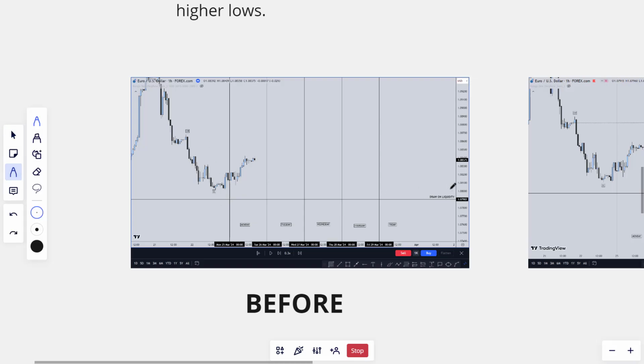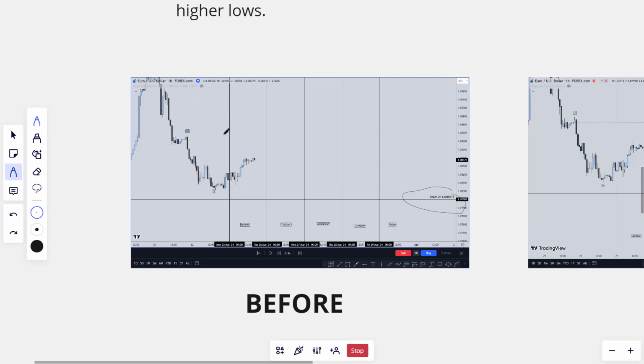So as we can see, this was the draw on liquidity, just like I stated on the weekly. This is where I was expecting price to pull towards. So this was Monday, Tuesday, Wednesday, Thursday, and Friday, right? So right here, as you can see, for the overall market structure, we're creating lower highs and lower lows. Because we're creating lower highs and lower lows, I was expecting more sell price action to come toward the week, right?